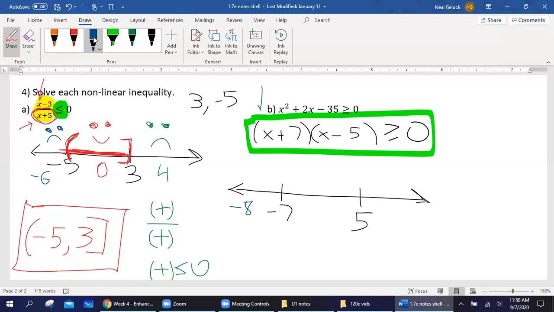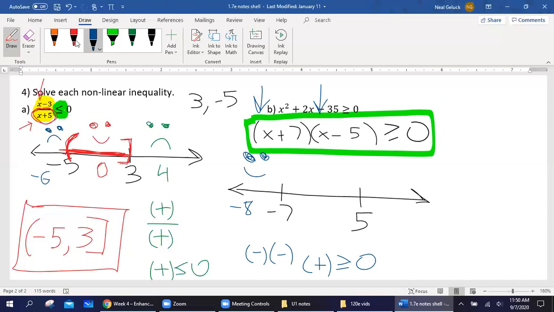-8, if I plug it into the first factor, that would be negative. If I plug it into the second factor, that would be negative. A negative times a negative is positive. I want stuff that is greater than or equal to 0 on this problem. Positives are, so this worked. Things over there worked.